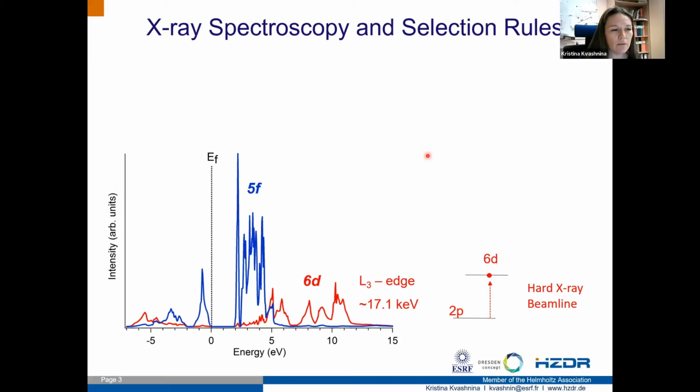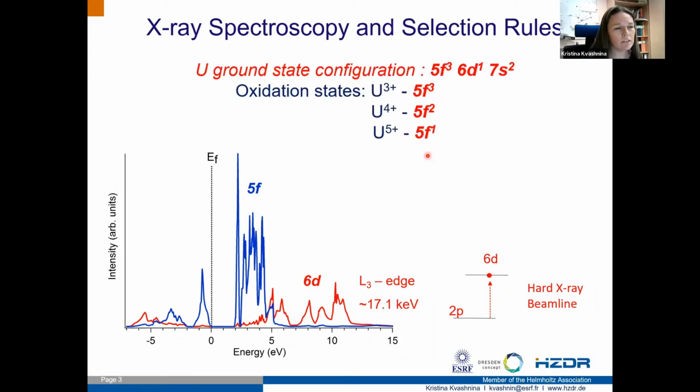So by measuring the L3 edge, with X-ray absorption spectroscopy, we excite an electron from the 2p to the 6d electronic state. And in fact, if you look at the ground state configuration of the actinides, I plotted here the uranium ground state configuration, we see that the 6d electronic level will be empty, independently of the oxidation state, let's say. So what will be different, in fact, is that you will have a different number of 5f electrons.